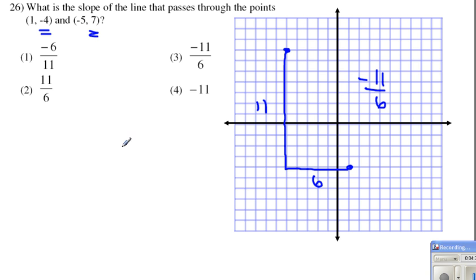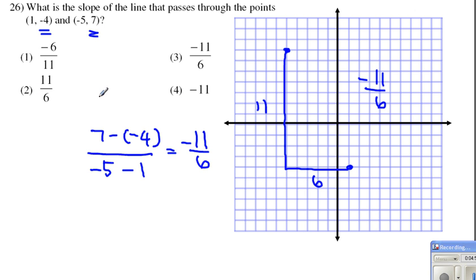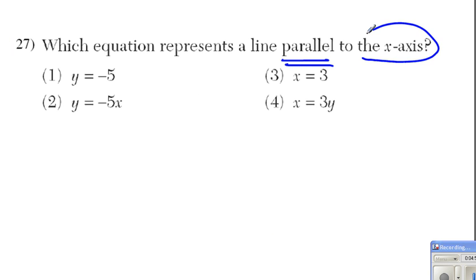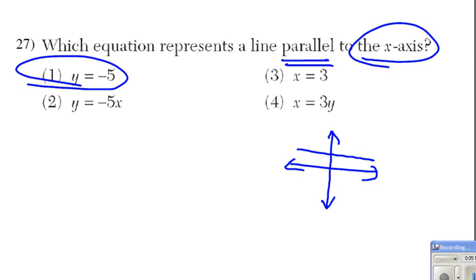Now if you want to use the formula, it would have been y2 minus y1 over x2 minus x1, which will still get you negative 11 over 6 as our answer, which is choice 3. Now, parallel to the x-axis. In order for something to be parallel to the x-axis, the y value always has to be the same. So in fact, it would be choice number 1.